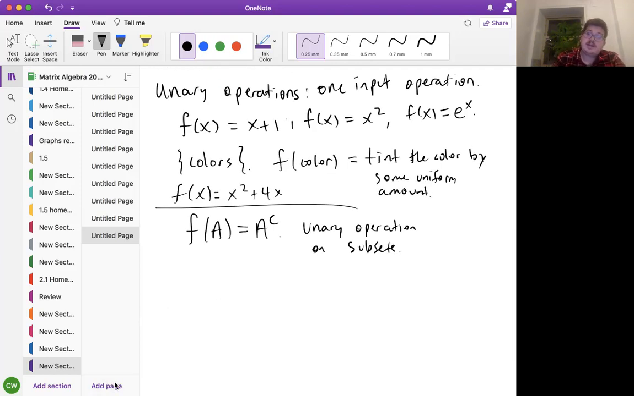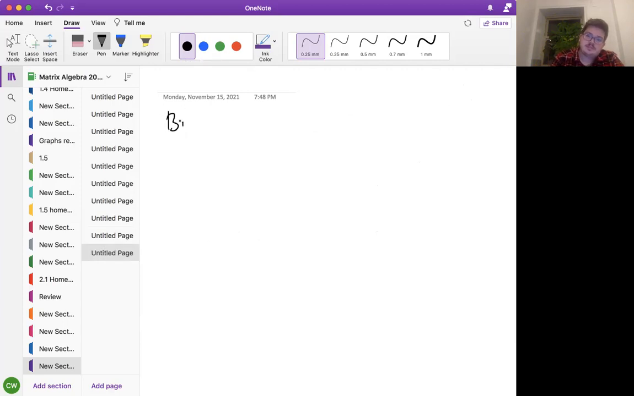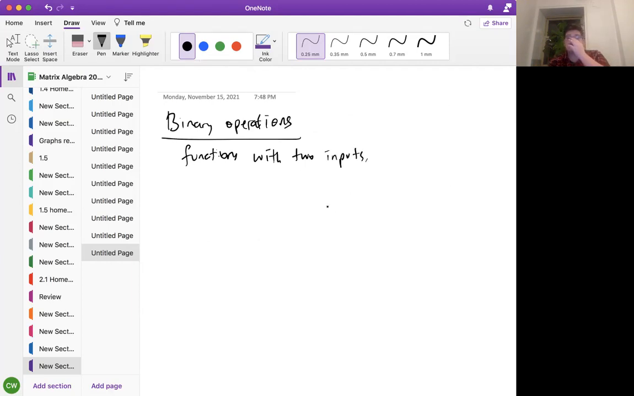All right, so let's do binary operations. We'll use this one the most. So this is functions with two inputs. Can someone give an example of a binary operator?